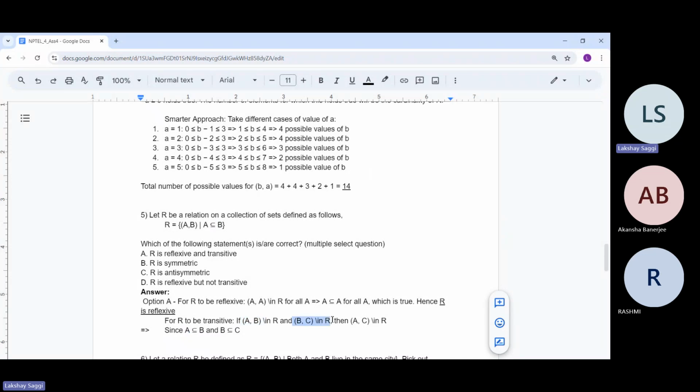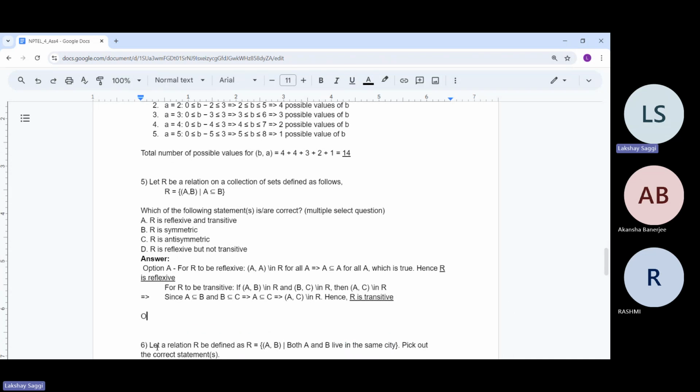Now is it true that (A, C) will also be in R? We can see that A is a subset of B and B is a subset of C. So all elements of A are contained in B and all elements of B are contained in C. This easily implies that A is also a subset of C, which means that (A, C) is in R. So the relation is transitive, and option A will hold true.